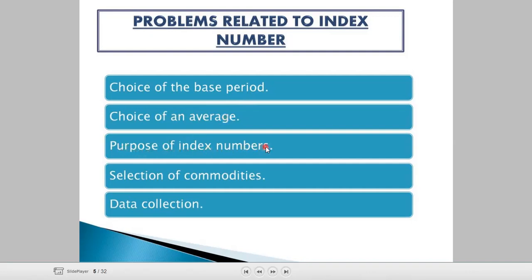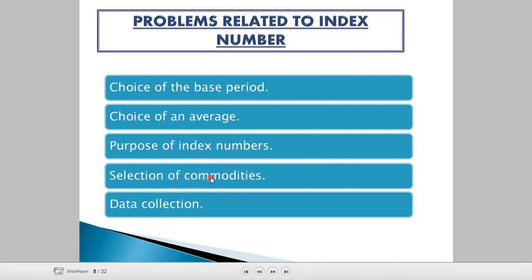Purpose of index numbers. That means what is the main aim behind utilizing or calculation of index number? What is the problem? And what type of comparison we are going to do? Which solution we want to have? That we should keep in mind.